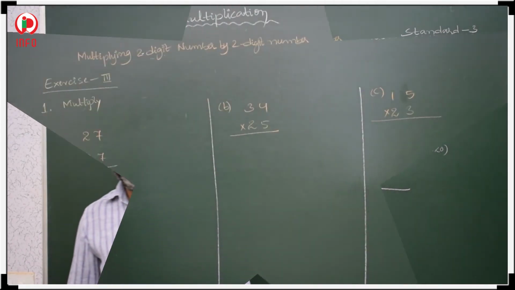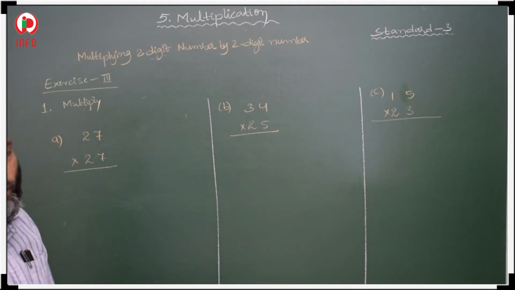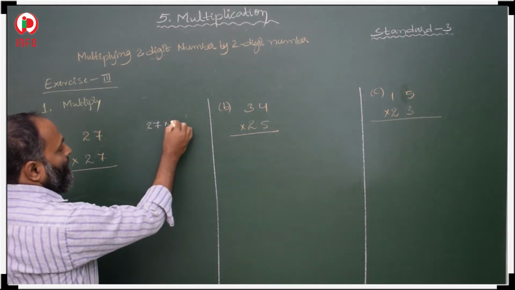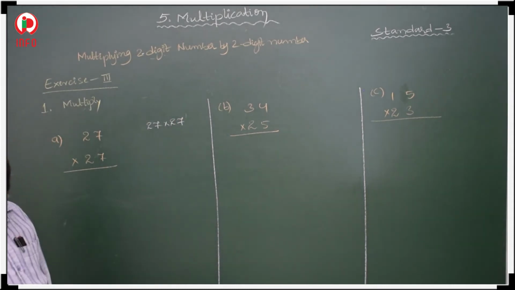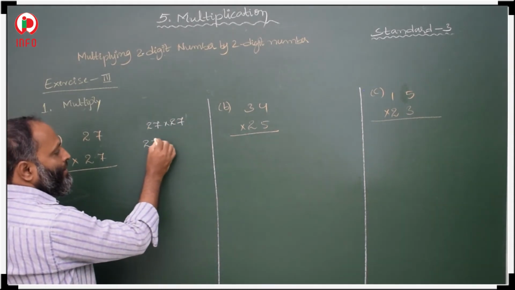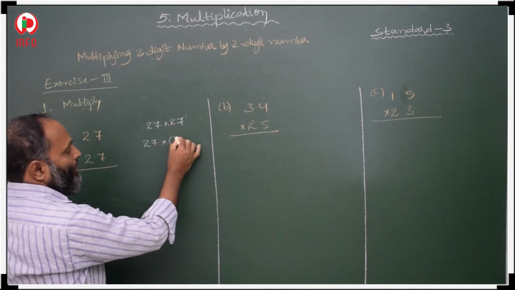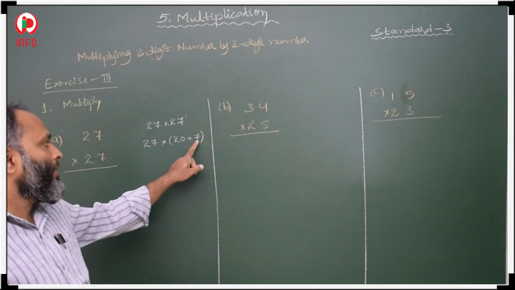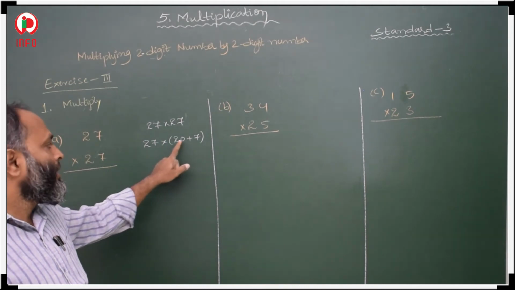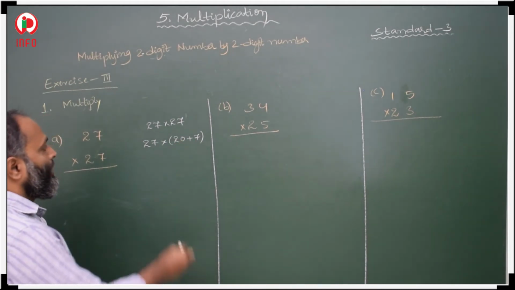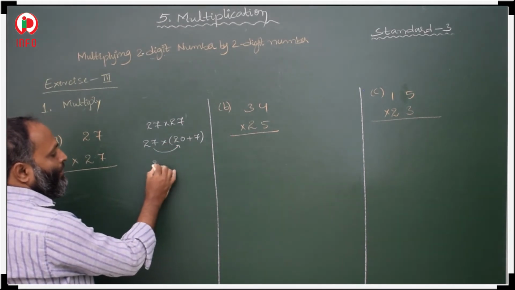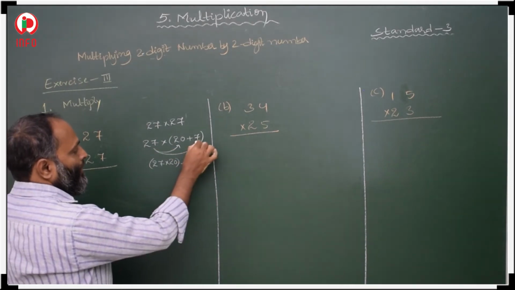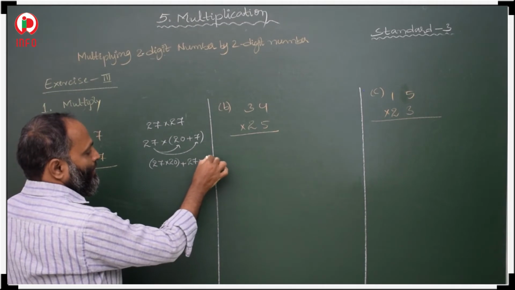Okay. Multiply 27 with 27. Then how to multiply first? First you take 27 with 27. This 27 you keep as it is. 27 means 20 plus 7, 2 tens and 7 ones. Then according to distributive property, 27 with 20 plus 27 with 7.